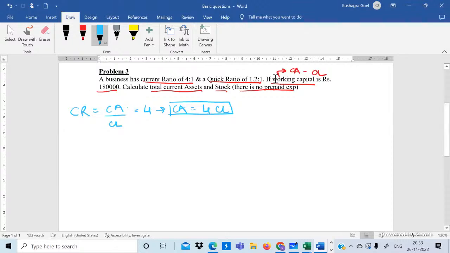Okay, fine. Then let's look at quick ratio. Anyone who can tell me how you calculate quick ratio or liquid ratio or acid test ratio? We did this in the last class. How do you calculate quick ratio, liquid ratio, acid test ratio?